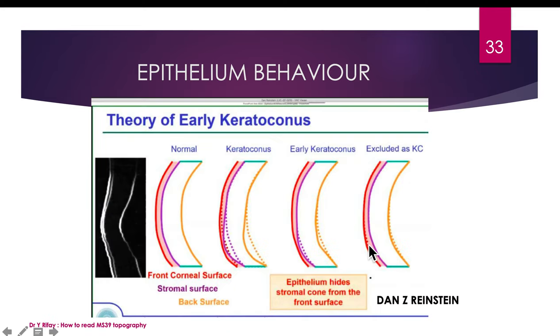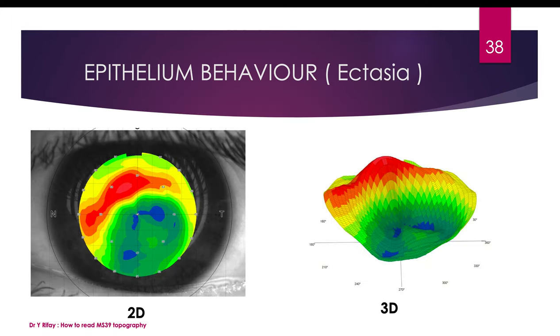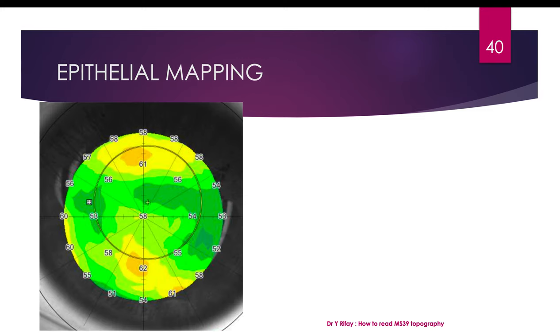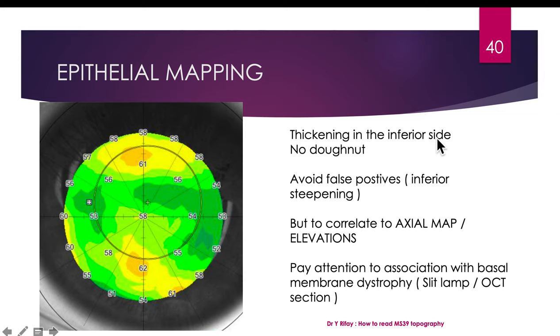It's like this case. So we have a steepening of the topography, but we have a thickening in the steepest area. So if we see here, we have a thickening here that shows us that it is not a keratoconus. So the thickening in the inferior side, and we don't have donuts, so it allows us to avoid false positives when we have inferior steepening, and we can do some keratorefractive procedures in some cases.